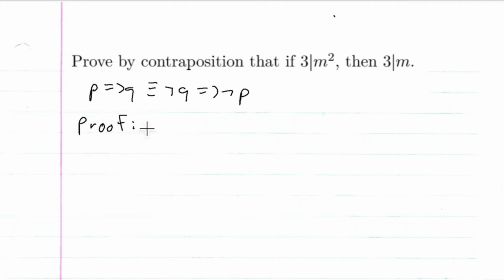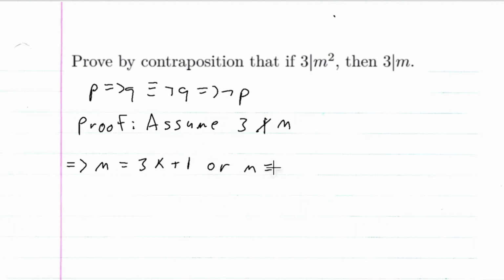So we're going to assume the negation of Q, which is 3 does not divide m. So if 3 does not divide m, this implies that m is equal to 3k plus 1, or m must be of the form 3k plus 2, where k is some integer, right? So we always will have a remainder, because 3 doesn't divide m. And these are the two forms that we get when 3 doesn't divide m.